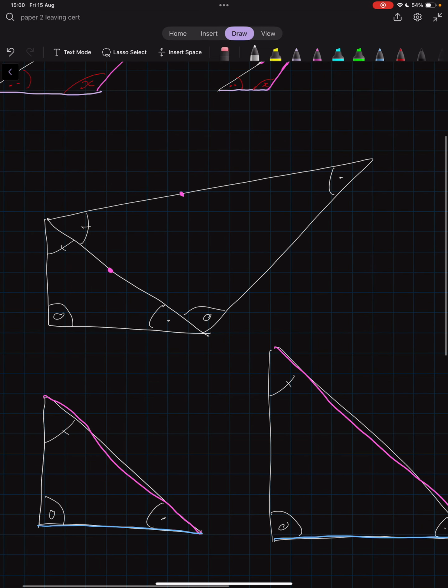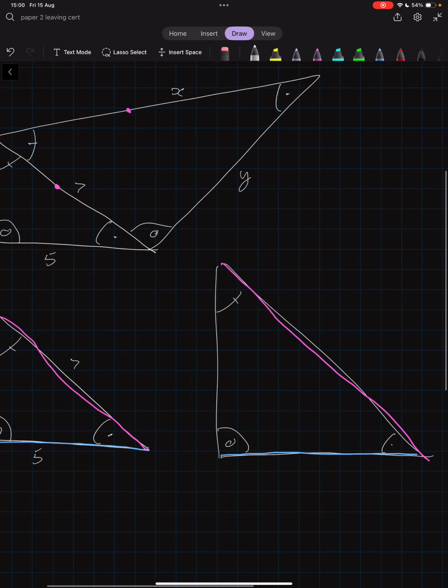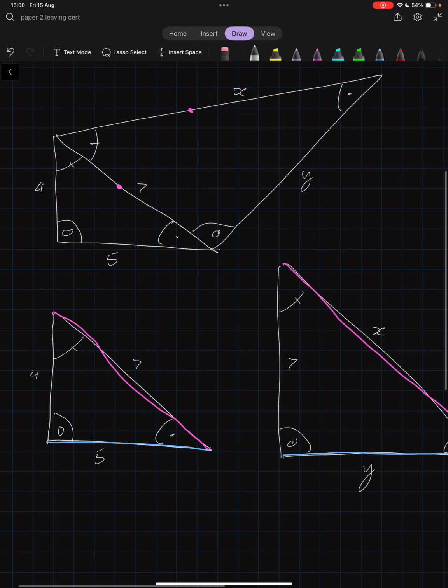Now the next thing for me to do is just plug in the numbers. It's 4, 5, 7, x, and y. So we have 4, 5, 7, it's 7, x, and y. Just from the diagram, this side in the big one is 7. Between the angle O and the angle dash, that's how I knew that was 7.